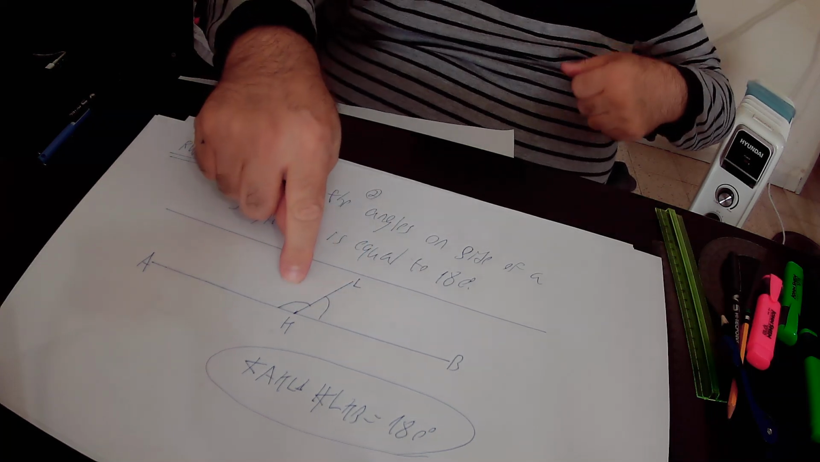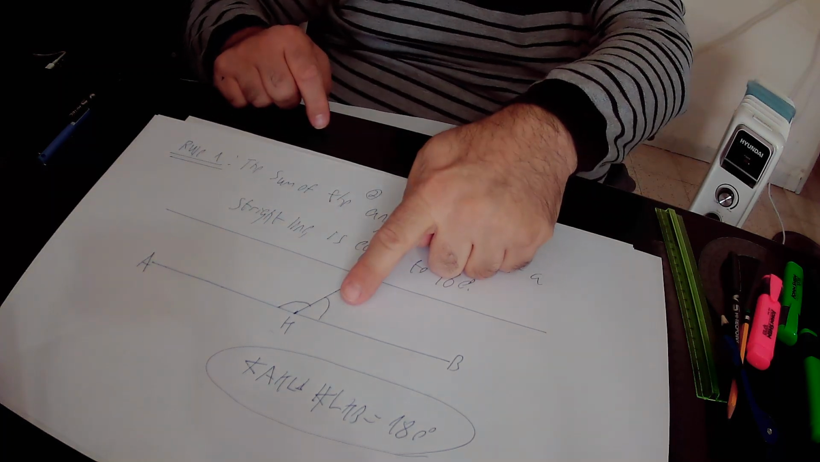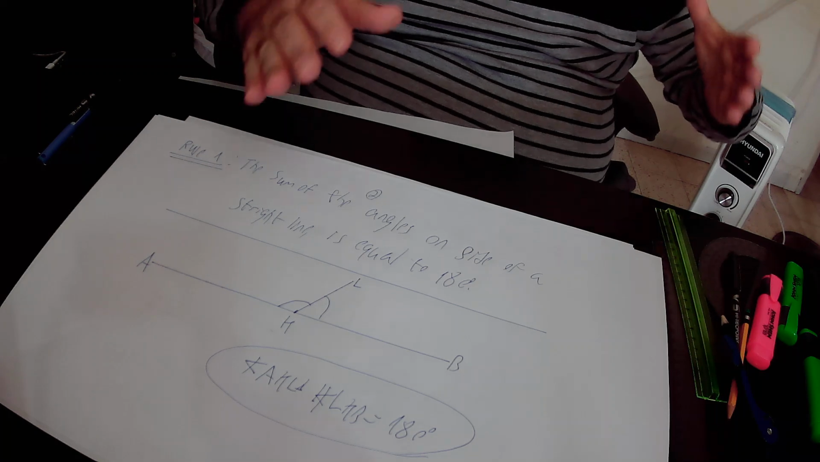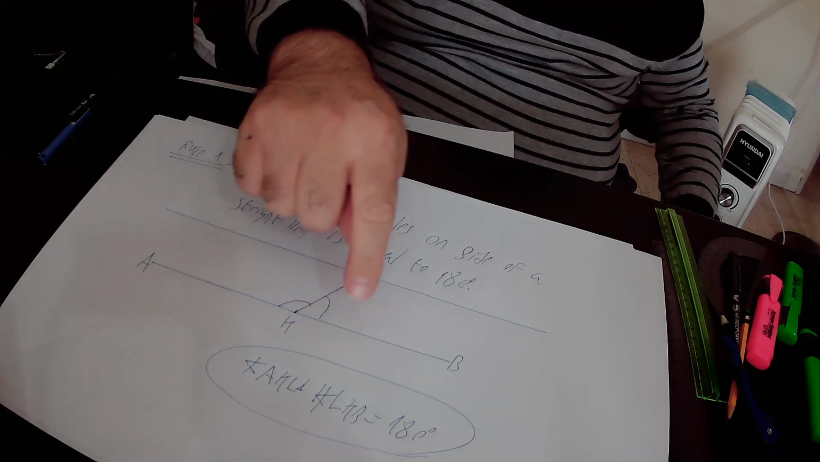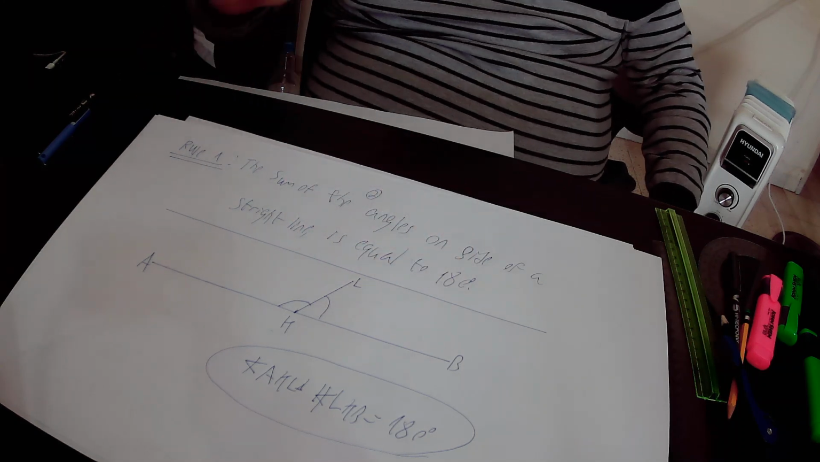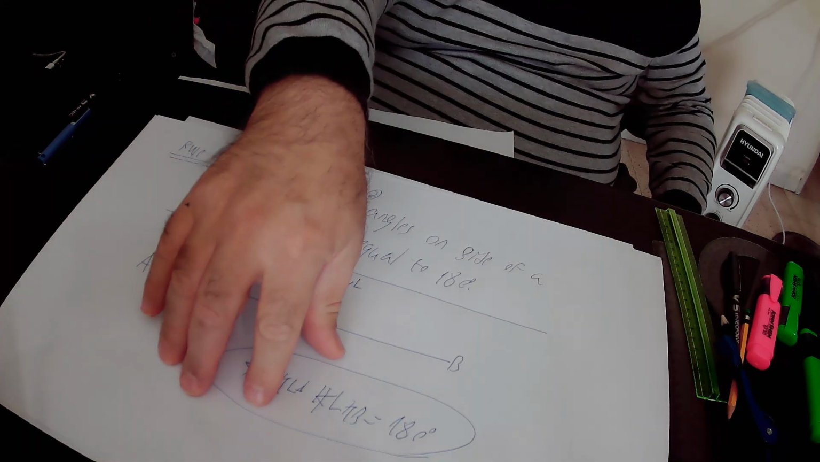We have this angle, that is angle AKL, plus this angle, that is angle LKB. In total, the sum of those two angles must be equal to 180 degrees. That is to say, angle AKL plus angle LKB, in total, must be equal to 180 degrees according to this rule, rule number 1. The same thing is true about the lower side of AB.